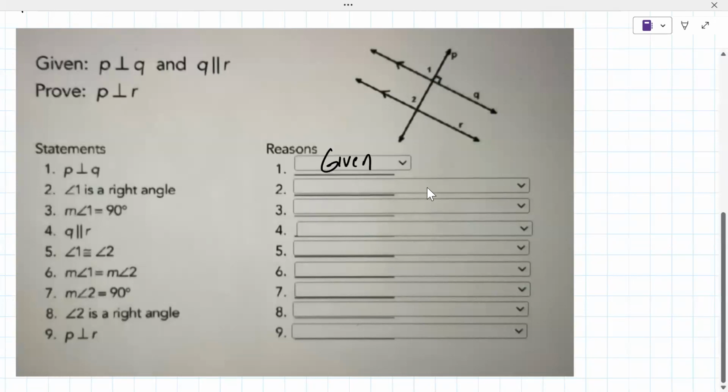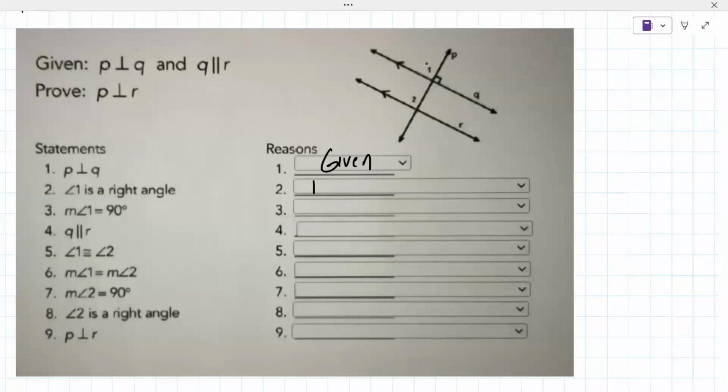What are some options in the drop down? Because I don't know what to even suggest here. Definition of right angles. Anything else? Substitution. Definition of congruent angles. Definition of perpendicular lines and corresponding angles. There it is. Okay. So because P is perpendicular to Q, it's not just that this one on the right is 90 degrees, the one on the left is also 90 degrees.